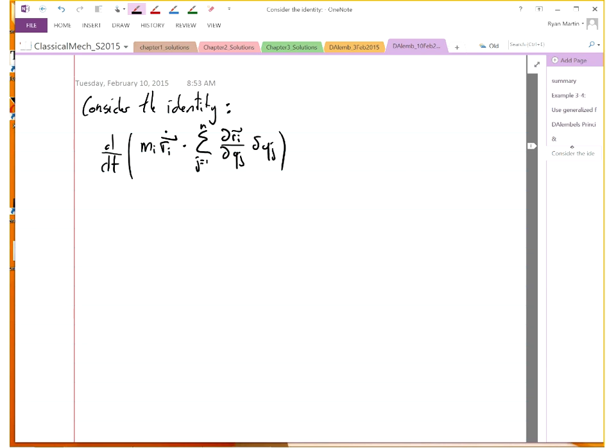So we apply the product rule to take our time derivative, right? So there's two terms here that are multiplied on either side of the dot product. So let's apply the product rule. So I take the derivative of the first part, so that's going to be m_i r_i vector double dot, dotted with the original sum.